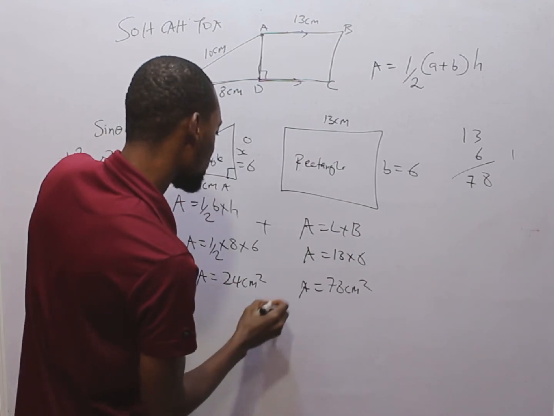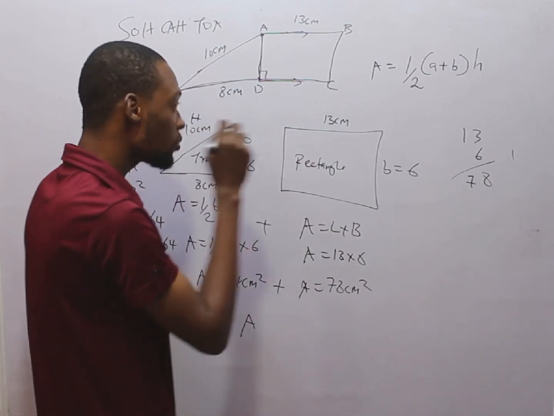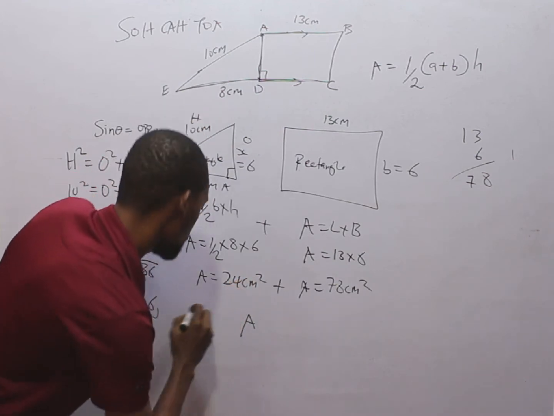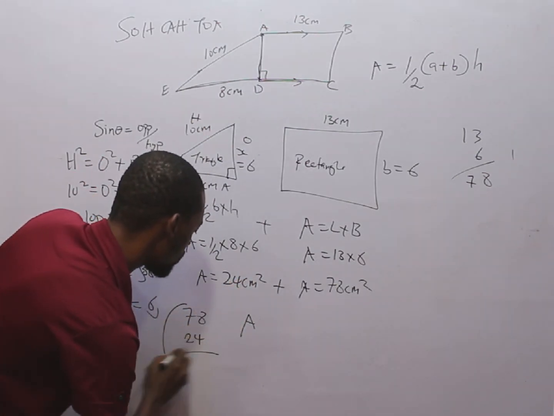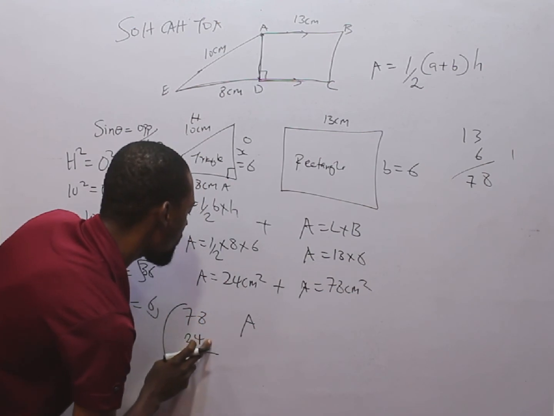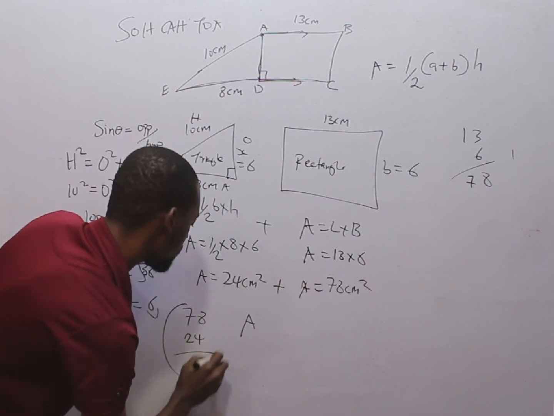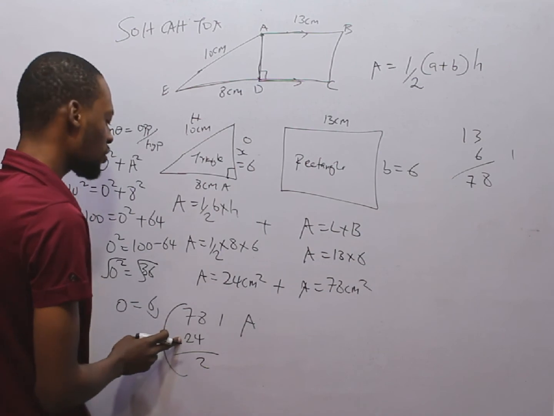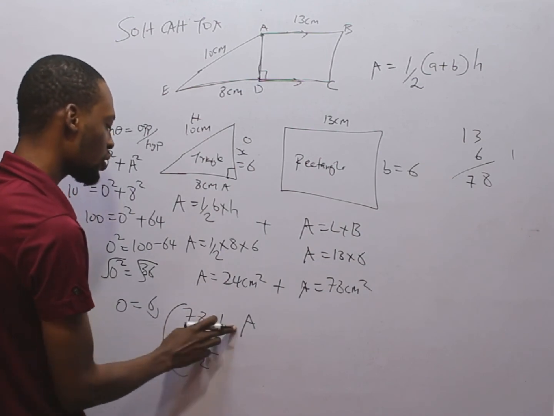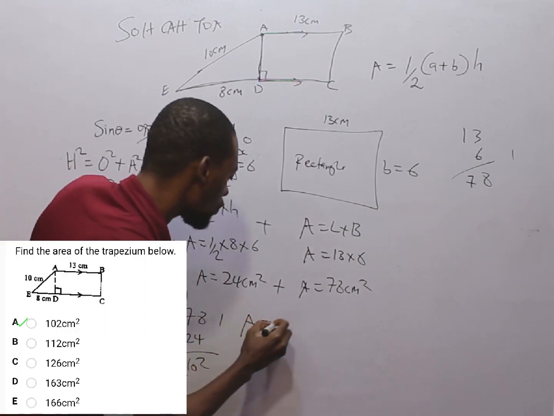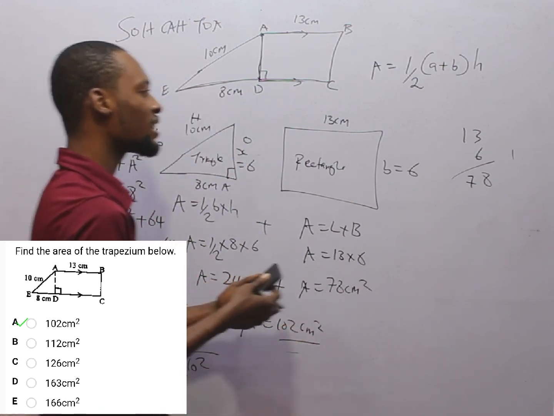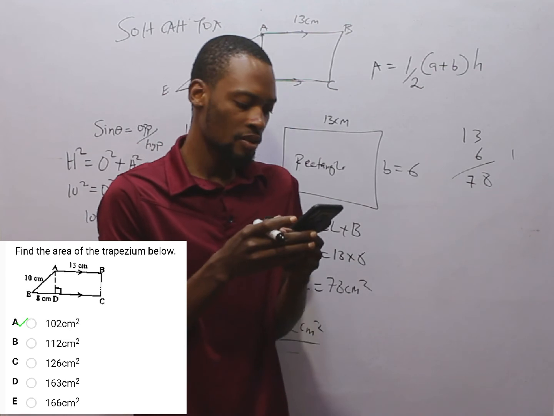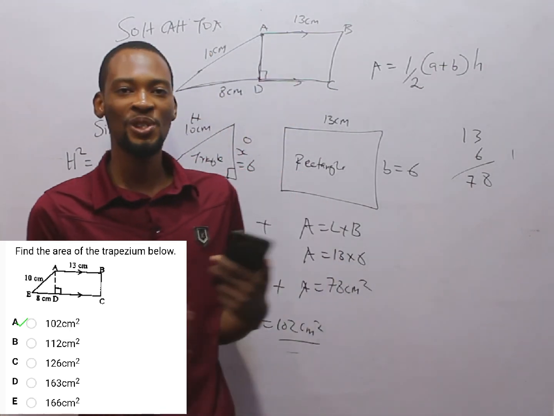The total area is this plus this to give you 78 plus 24. 8 plus 4, 12, carry 1. 7 plus 2, 9, plus 1, 10. So this is 102 centimeter squared. Let's see if that is in the options. Yes, and it is the correct option.